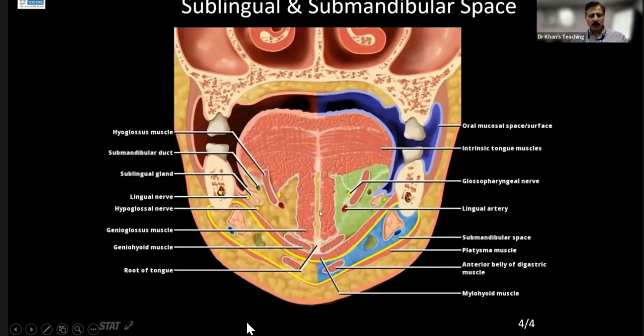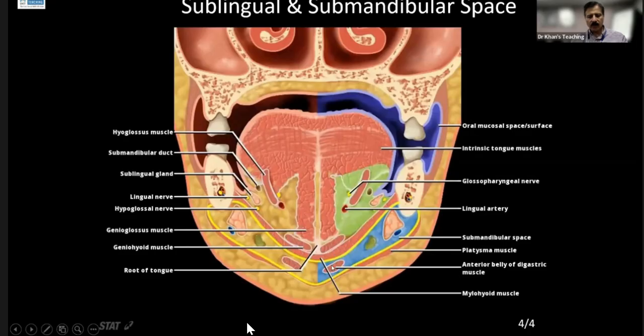Now, two muscles should be in your vocabulary. One is this genioglossus. You see this? Genioglossus. Another one, hyoglossus. But if you concentrate here, look at this sling. This sling is the mylohyoid muscle.